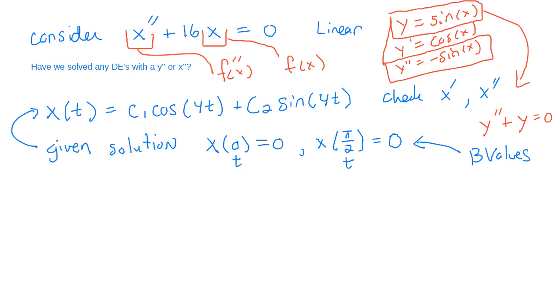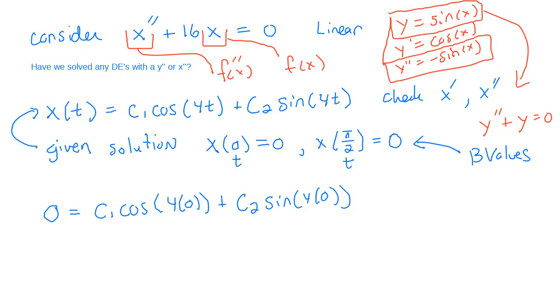So to do these types of problems, if somebody gives you a DE and a solution, or you find a solution and you have constants in there, and they give you boundary values, all you do is plug in the boundary values to solve for the C values. Let's take the first point: 0 equals C1 cosine 4t plus C2 sine 4t. I'm taking t as 0, and x of t is 0, so I'm setting the whole thing equal to 0 because x of t is the left-hand side.